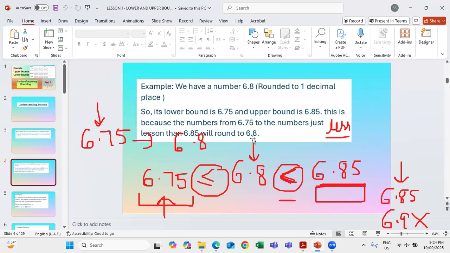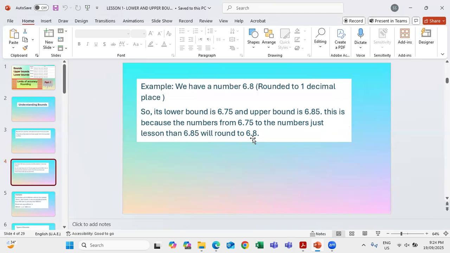Anyway, we will be working on how to find these values. But when we talk about upper bounds and lower bounds, they are basically limits and they are written like this. This is also known as the error interval. We will be discussing all of these things in detail.